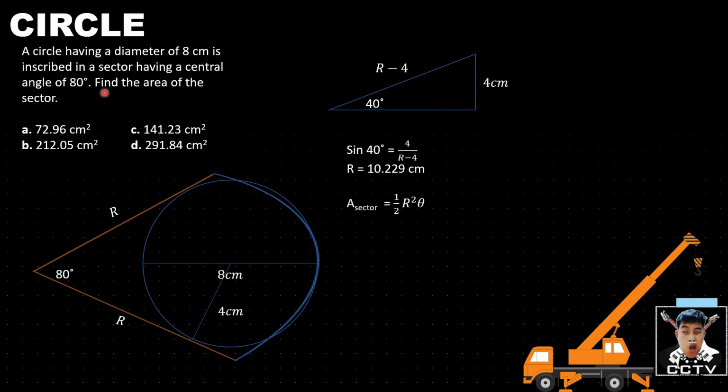And what we're looking for here is the area of the sector. Just substitute. You already have theta, just convert it to radians. And you'll get the answer, which is 72.96.